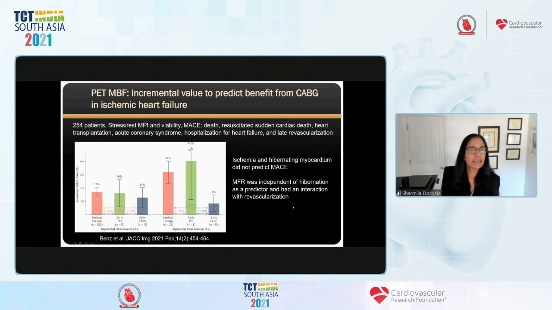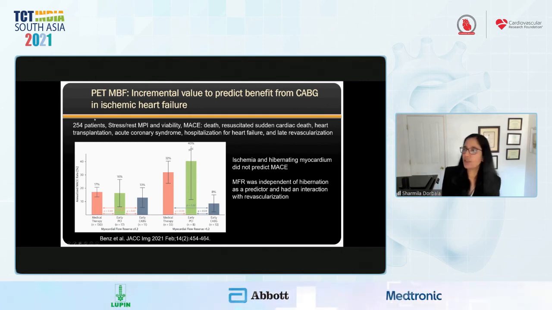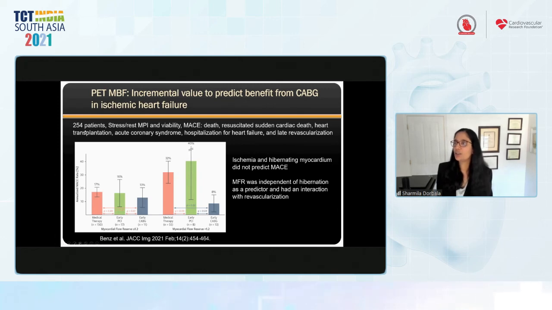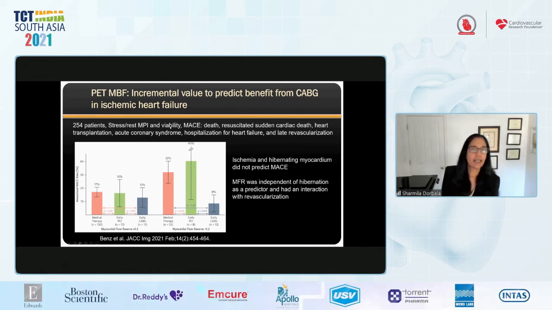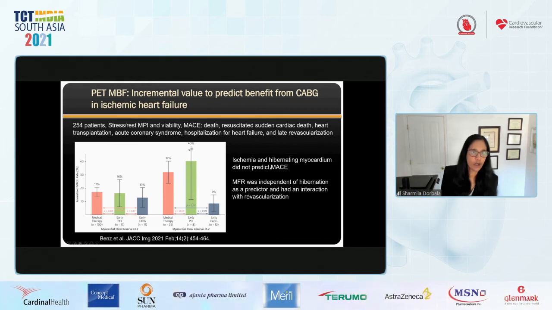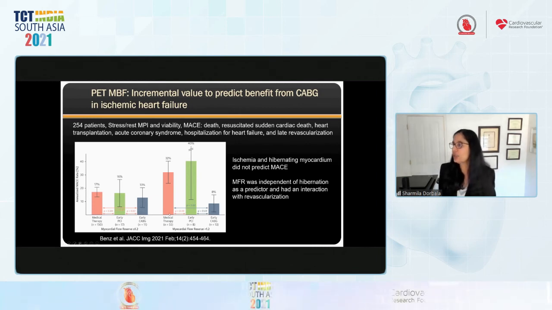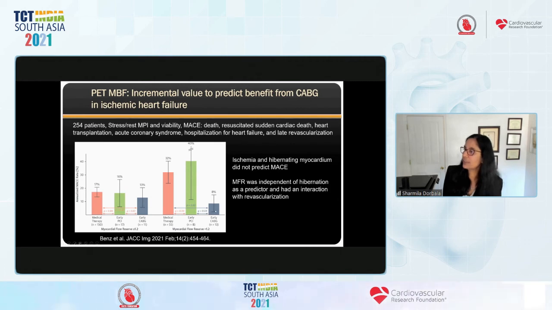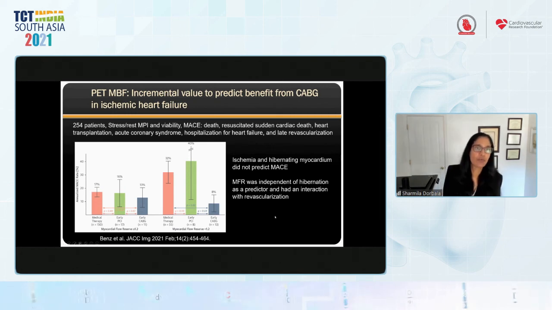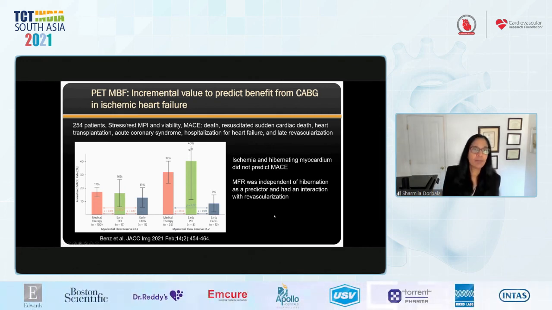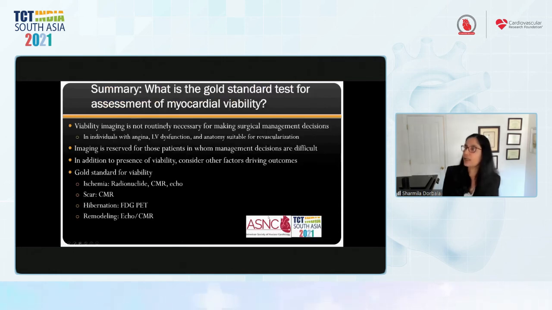In addition, this is data adding to what Dr. Taqueti had nicely shown in ischemic heart disease, looking at the incremental value of flow reserve. In this study recently published in JACC, 254 patients underwent stress-rest MPI and viability imaging, looking for major adverse cardiac events. They showed that ischemia and hibernating myocardium did not predict events, but myocardial flow reserve, less than 1.2 here, really identified patients who benefited from early bypass surgery, compared both to medical therapy and to early PCI. This is again an observational retrospective study, but data like this suggests that flow reserve and quantitative PET metrics may better identify patients who are likely to benefit from revascularization.